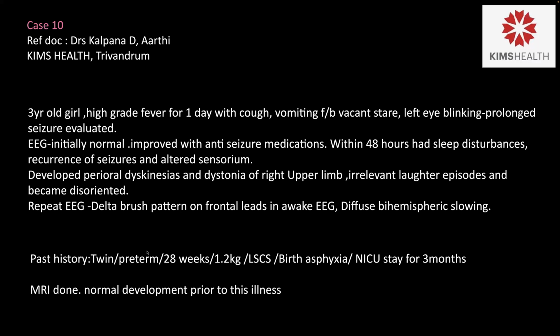There were initially prolonged seizures. EEG initially was normal, and she improved with 2 anti-seizure medications. Within 48 hours, she had sleep disturbance, recurrence of seizures, and altered sensorium. She developed perioral dyskinesia, dystonia of the upper limb, and inappropriate laughter episodes. Repeat EEG showed an extreme delta brush pattern on the frontal leads in awake EEG and diffuse bihemispheric slowing.